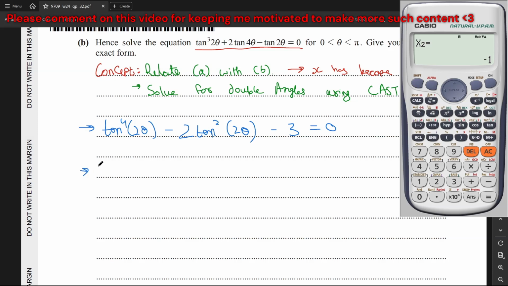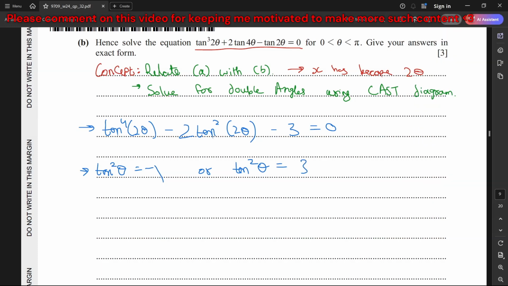So my tan square theta is coming out to be minus 1, or tan square theta is coming out to be 3. I guess it was 3. Let me check. Yes, it was 3. So based on this, I can have tan square theta plus 1 as a factor and tan square theta minus 3 as a factor, which is equal to 0. So if this is equal to 0, you get tan square theta equal to minus 1. If this is equal to 0, you get this is equal to 3.